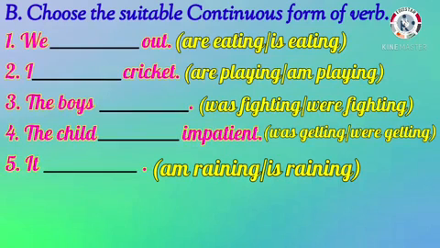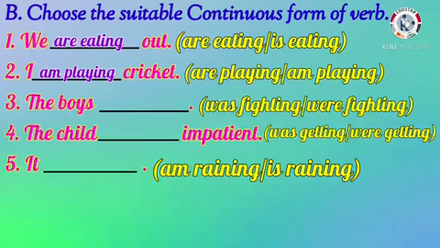Now see this exercise. Choose the suitable continuous form of the verbs given in the brackets. First one, we dash out. Inside the bracket the options are are eating, is eating. The answer is we are eating out. 2. I dash cricket. In brackets, are playing, am playing. Correct. I am playing cricket.